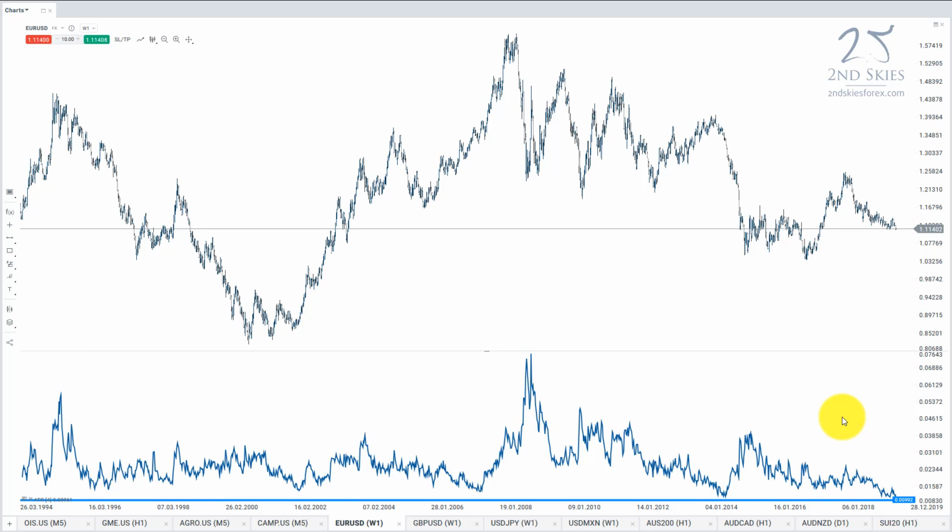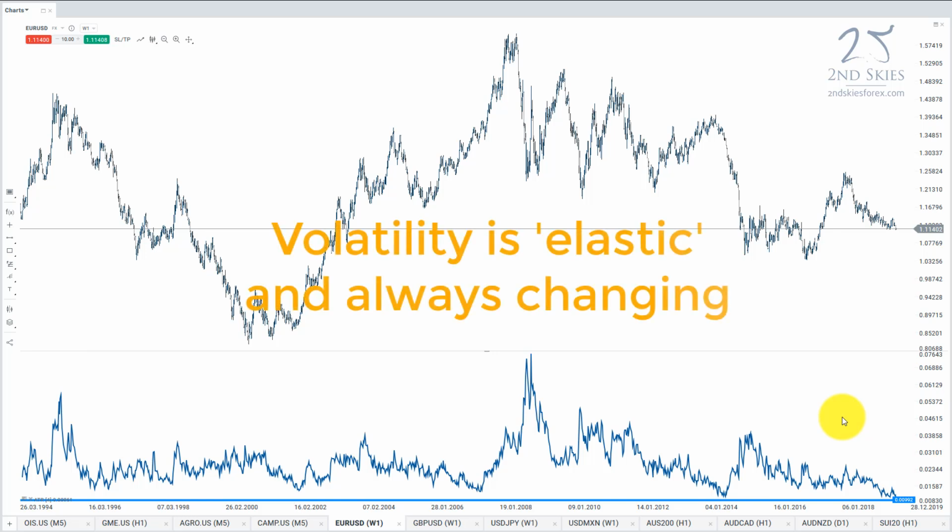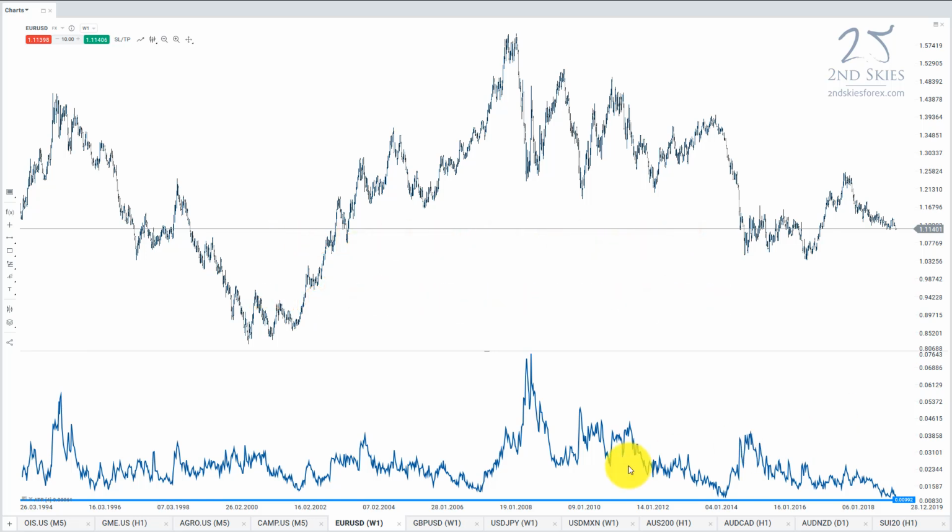We had the 2006 to 08 great financial crisis, and that created a change in volatility. But volatility is elastic. When the market changes, so does volatility, and that changes how you trade the market. You can see a general pattern here: volatility decreases and decreases, and then we have a huge explosion. And then it decreases and decreases and decreases, and then we have another explosion in volatility.